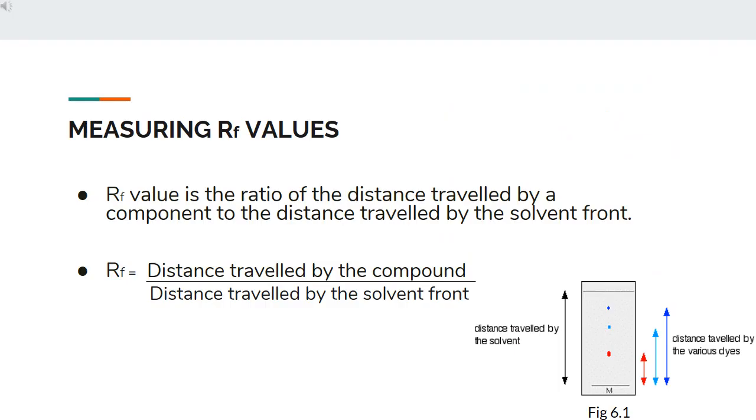Measuring Rf values. Rf stands for retention factor. The Rf value is the ratio of the distance traveled by the component to the distance traveled by the solvent front. Rf is equal to the distance traveled by the component divided by the distance traveled by the solvent front.